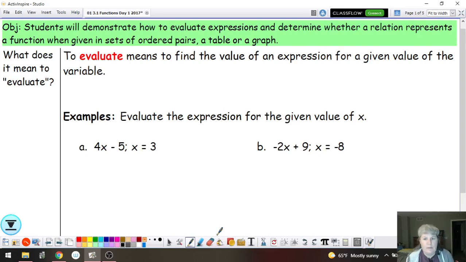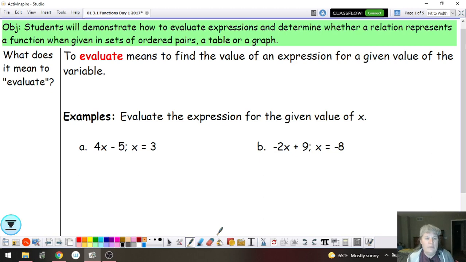Hello, it's Mrs. Scarpel, and in this video we're going to take a look at what it means to be a function. And before we do that, we're also going to take a look at what it means to evaluate, because evaluate means something different from solving. To evaluate means to find the value of an expression for a given value of the variable.